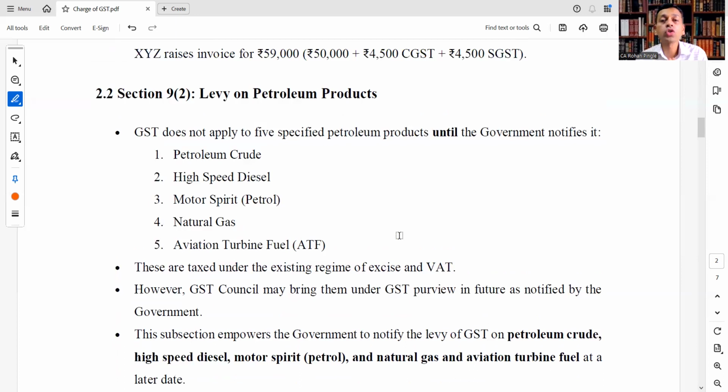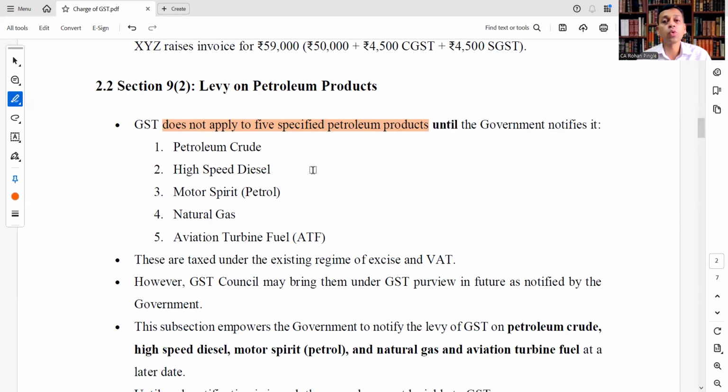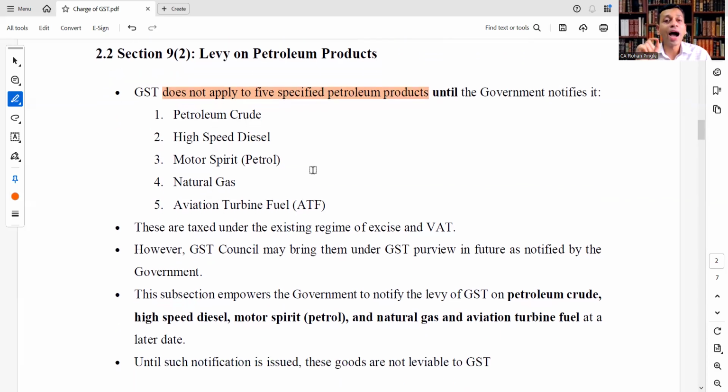Section 9, subsection 1 talks about forward charge mechanism. And now we are discussing section 9, subsection 2, levy on petroleum products. GST doesn't apply to 5 specified petroleum products until the government notifies it. These 5 specified petroleum products are petroleum crude, high-speed diesel, motor spirit, that is petrol, natural gas, and aviation turbine fuel, that is ATF.